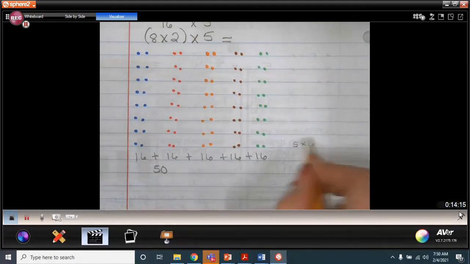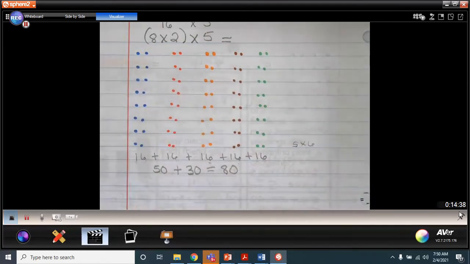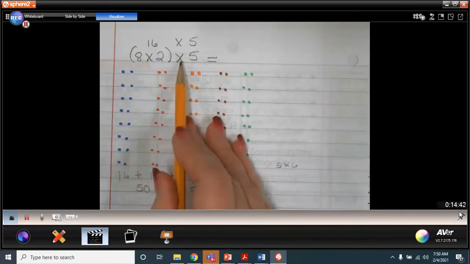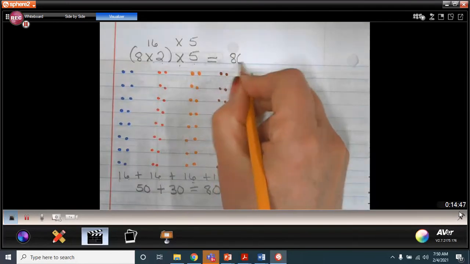We should know that when we multiply by 5, we can count by 5s, right? So that would be 30, because 6 plus 6 is 12, plus 6 is 18, plus 6 is 24, plus 6 is 30. So now we take the 10s that we just added, and we take the 1s that we just added, and we put them together, and we get 80. So when we take 8 times 2, and then we multiply it by 5, we're going to get 80.